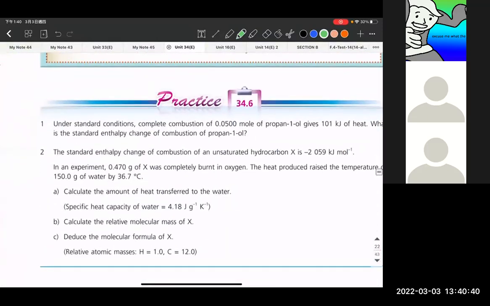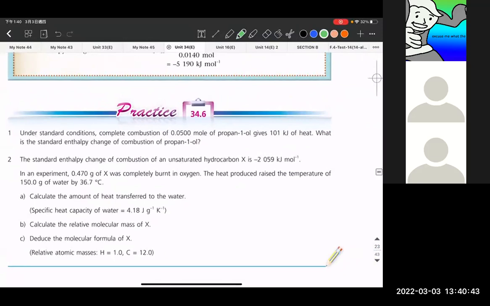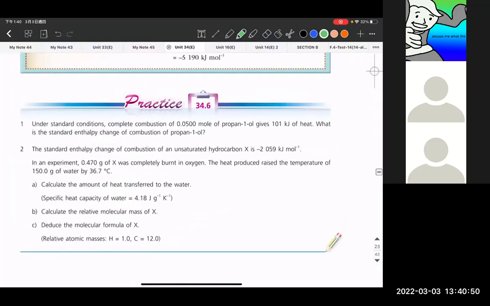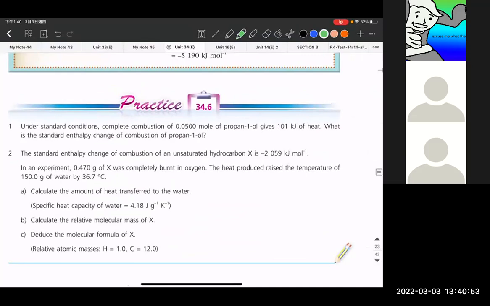Now, today, I would like to show you the calculations part. Let's have a try together, before we end the lecture. This is the final part of today's lecture. Question 1: under standard conditions, complete combustion of 0.05 mole of propane gives 101 kilojoule of heat. What is the standard enthalpy change of combustion of propane? So delta H of combustion of propane means we burn 1 mole of propane. How much heat is released? It's just a multiple of this data, right? How many times larger? And you can get the answer.